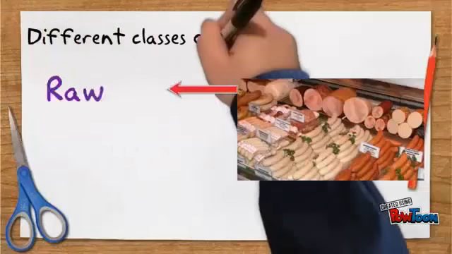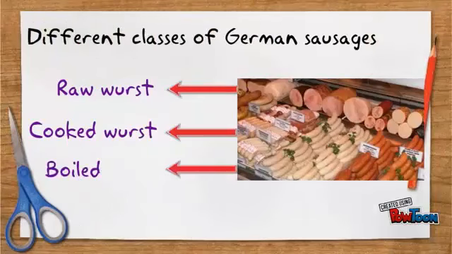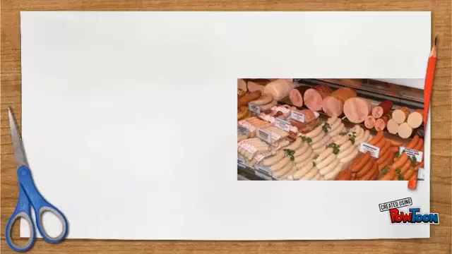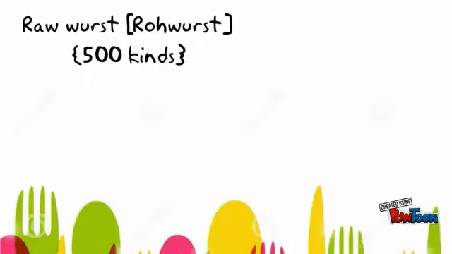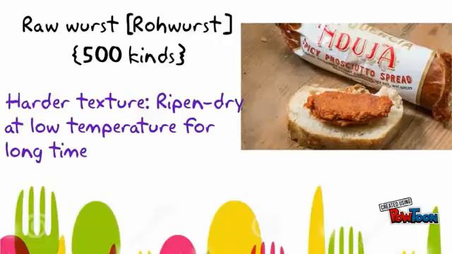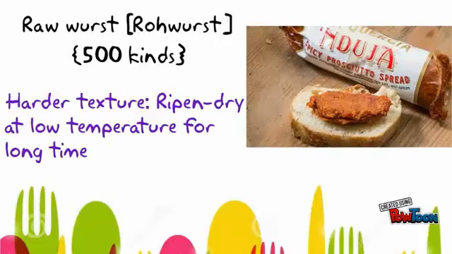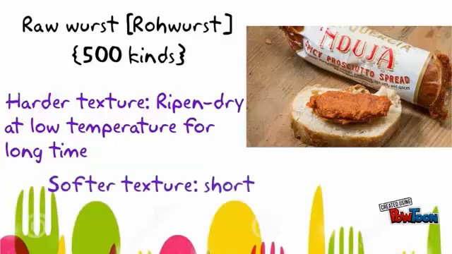In German, Wurst means sausage. It is divided into raw wurst, cooked wurst, and boiled wurst. First, we come to raw wurst. Long ripened drying under low temperature is used to produce harder sausage. Short ripening is for the soft and spreadable one.